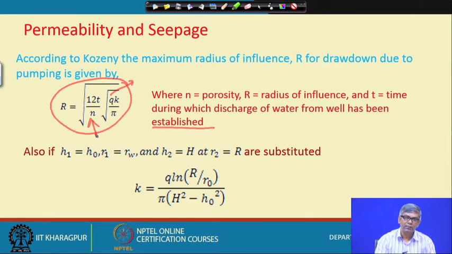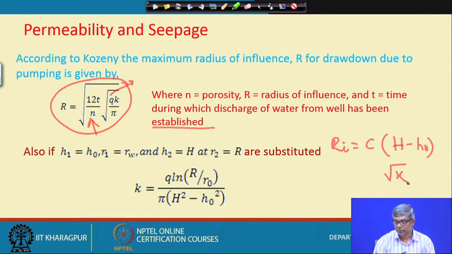There are many other empirical equations also. For example, one equation is r I equals C into (H minus H naught) into under root k.